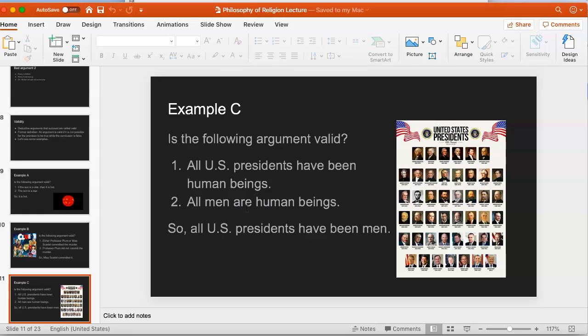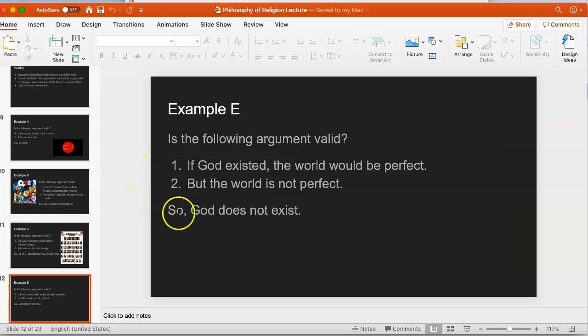In that case, you could still imagine that the premises are true. It's still true that all US presidents have been human. It's still true that all men are human. But in that scenario, we have a female president, so the conclusion is false. So the premises don't force one to believe the conclusion. If you believe the premises, you can quite consistently reject the conclusion.